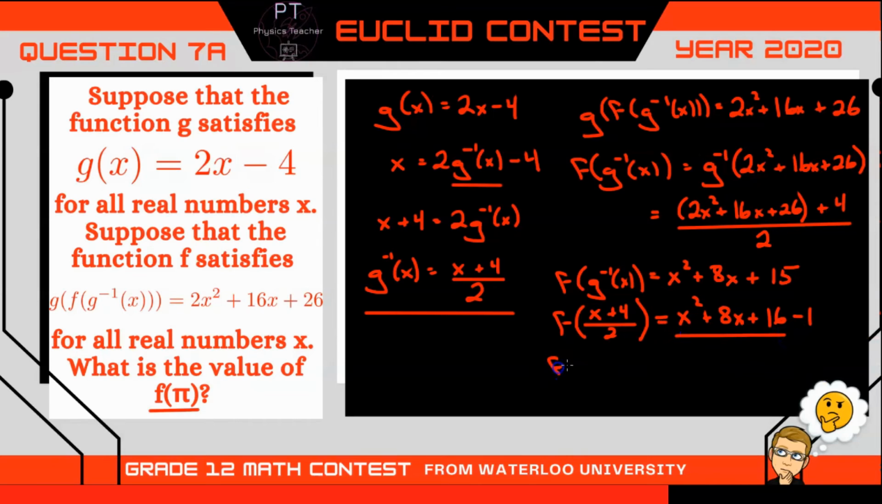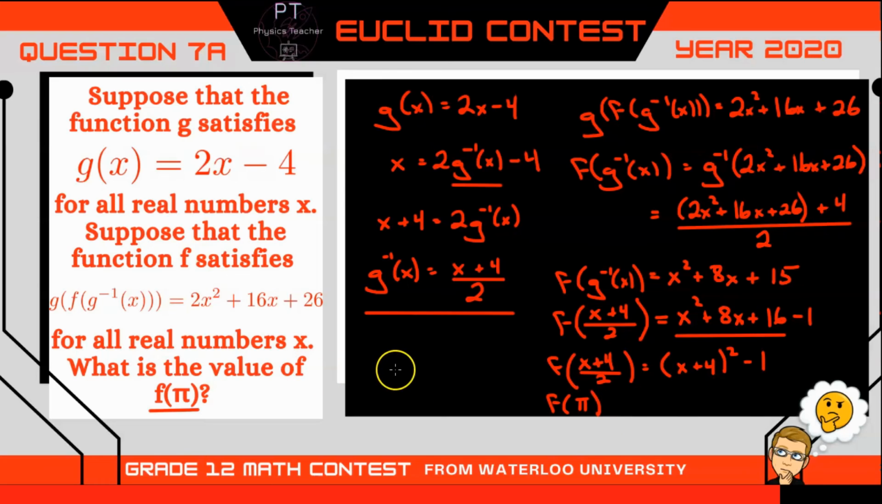So then I can rewrite f at x plus 4 over 2 is going to equal x plus 4 squared minus 1. Now, the question wasn't asking me to determine the function at x plus 4 over 2. It wants the function f at pi. So what I need to do is replace every x plus 4 over 2 with a pi to figure out what f of pi is.